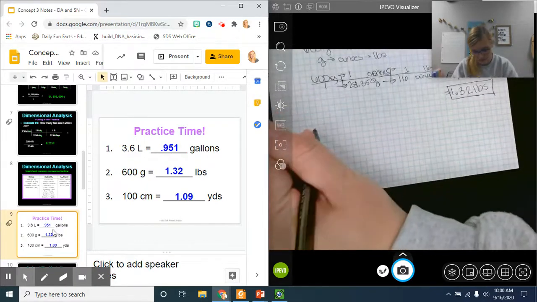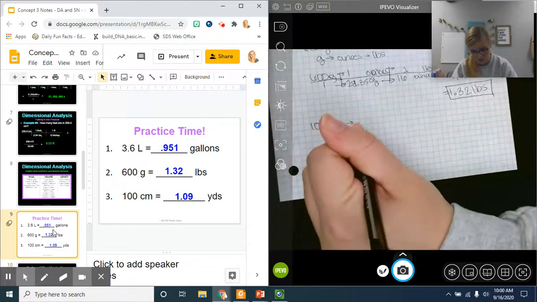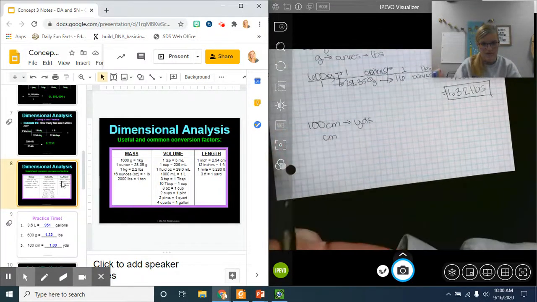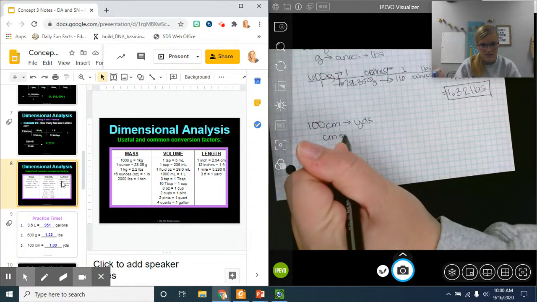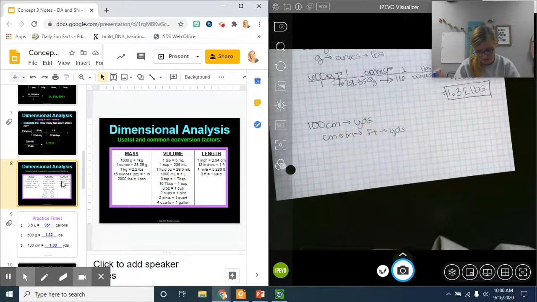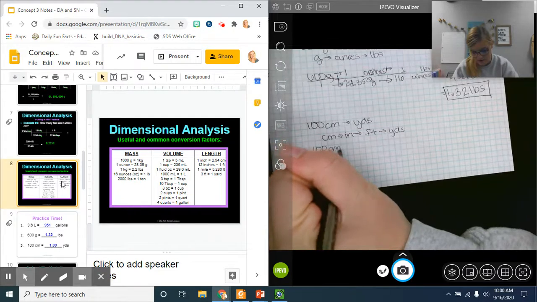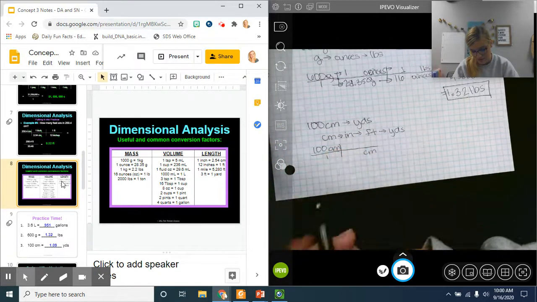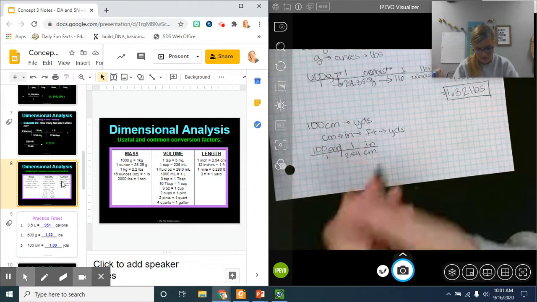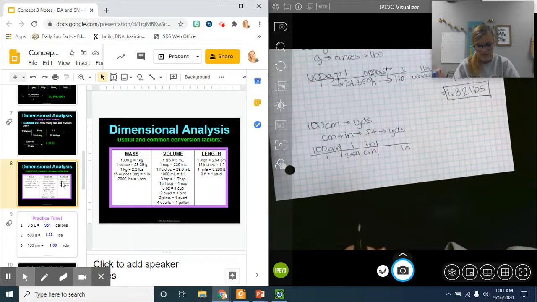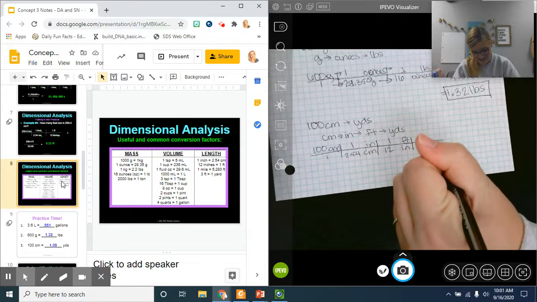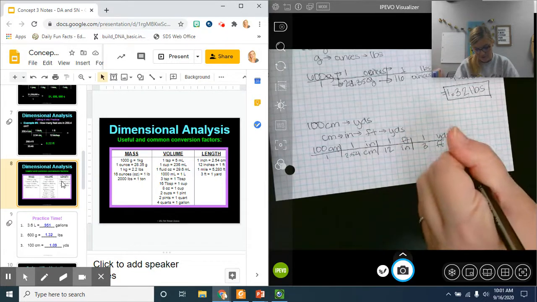So my last one, I'm going to do 100 centimeters. I'm going to get it over to yards. So looking at my length conversions, I'm going to go from centimeters to inches, because that's the only thing I have, to feet to yards. So I'm going to start with 100 centimeters over 1. And then I'm canceling out centimeters, and I'm going to go to inches. So I have 2.54 centimeters equals 1 inch. Then I cancel out my inches, and I'm going to go to feet. So I have 12 inches in 1 foot. I don't know why I had to look at the chart for that one. And then I'm canceling out feet for yards, and I have 3 feet for every 1 yard.